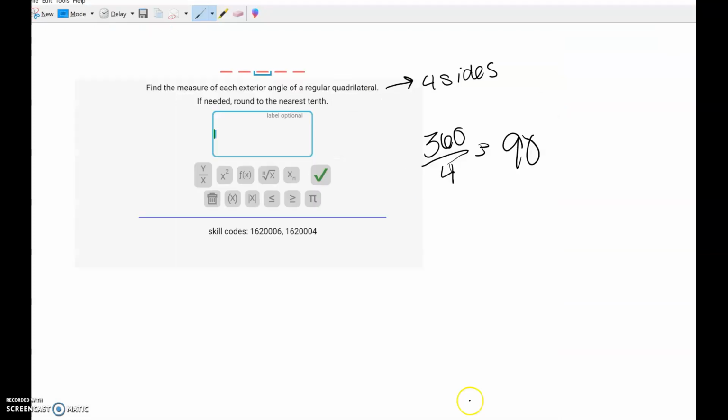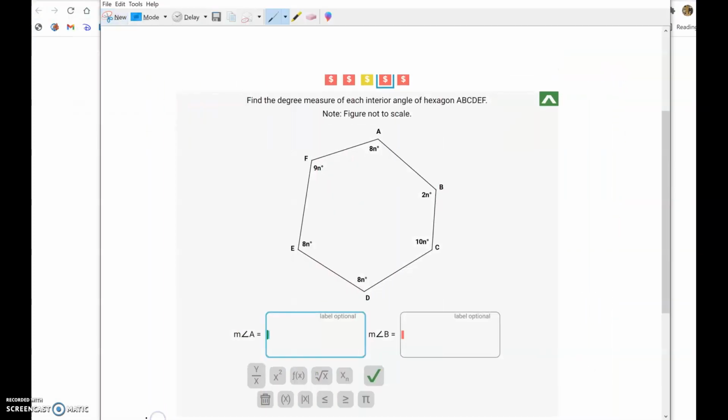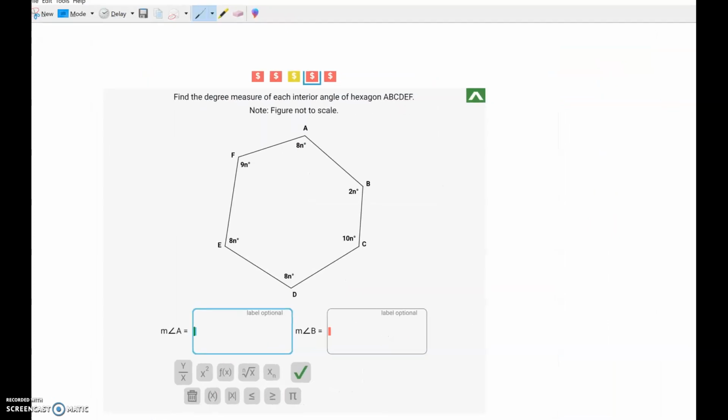Okay, I'm gonna do another round of these just in case you did not get any of the problems, because we haven't done this one. This hexagon has 1, 2, 3, 4, 5, 6 sides. So to find the interior angle measure, we need to know what the total interior sum is. So 6 minus 2 times 180. So the interior sum is 720.